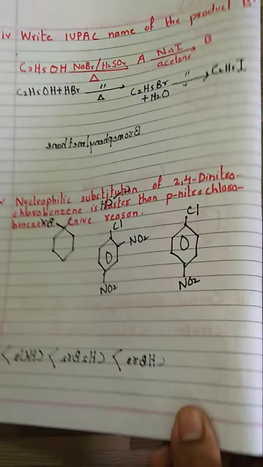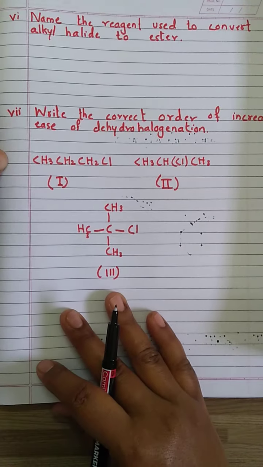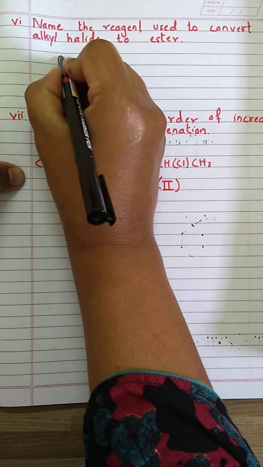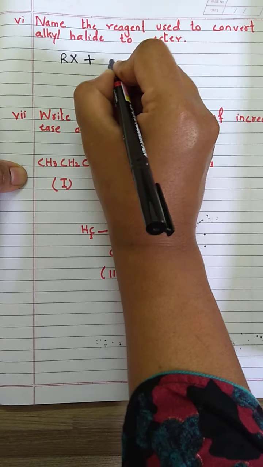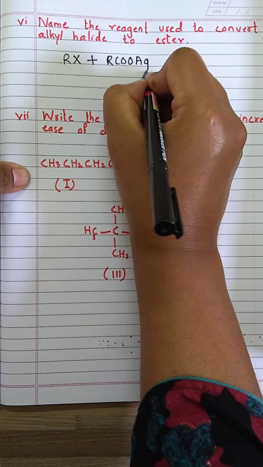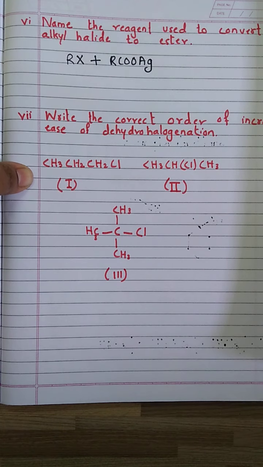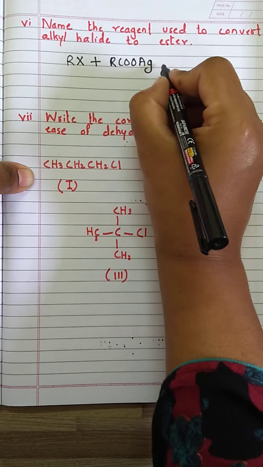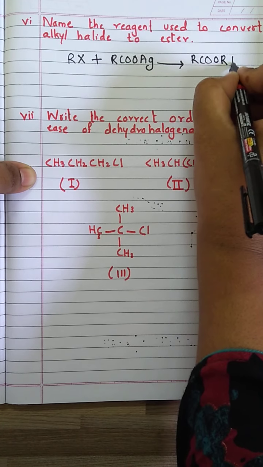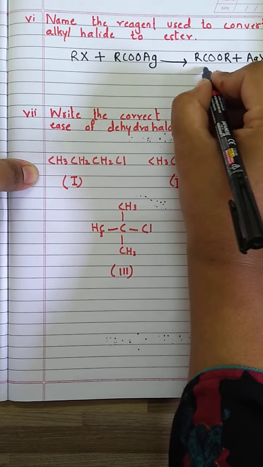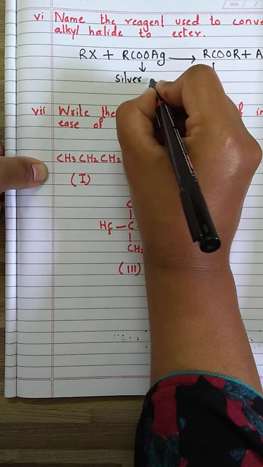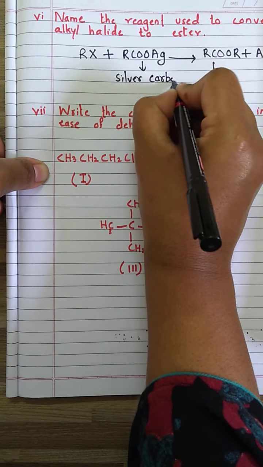para-nitrochlorobenzene. Okay. Now let's see the next one. Name the reagent used to convert alkyl halide to ester. Alkyl halides can be converted into ester by treating it with silver carboxylate, and it will give you ester RCOOR plus AgX. So this is the name, silver carboxylate, name of the reagent.